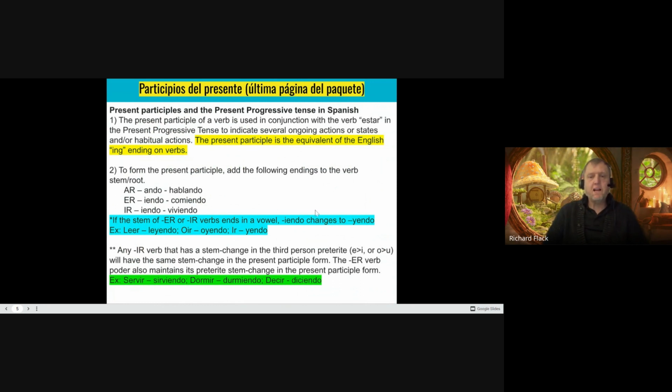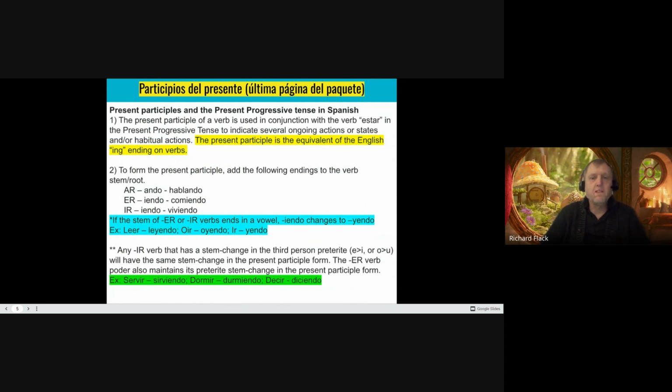And we're going to start by learning how to create a participle. Now, you don't need to necessarily know or understand what a participle is. You just need to know how to form it. So, the present participle of a verb is used in conjunction with the verb estar in the present progressive tense, which we will learn in the second part of this lesson, to indicate several ongoing actions or states and or habitual actions. The present participle is the equivalent of the English ing ending on verbs: talking, running, eating, buying, etc.